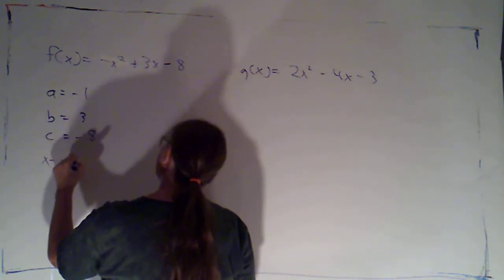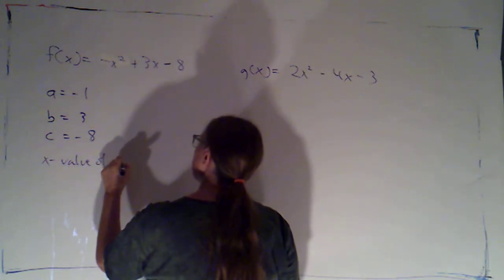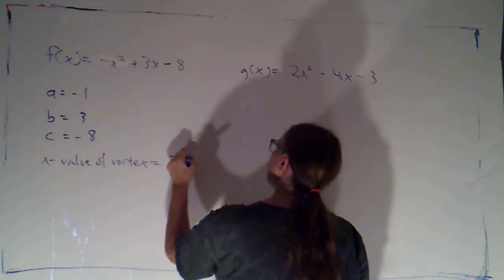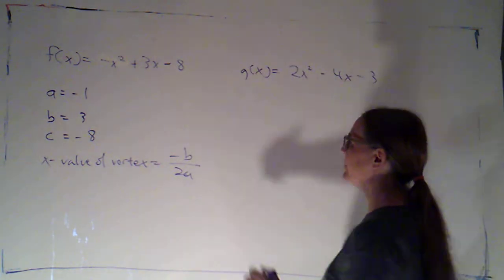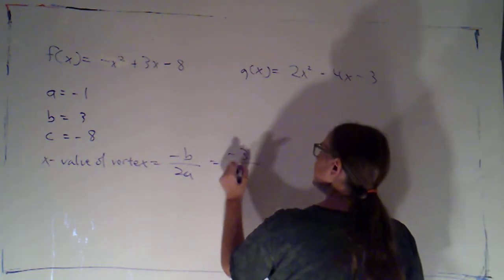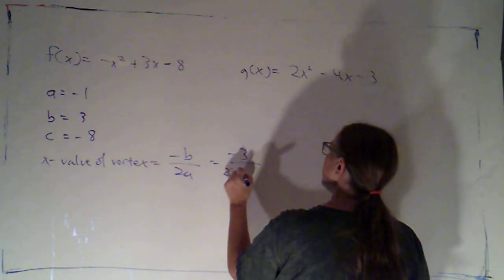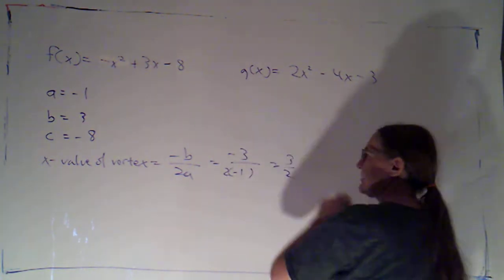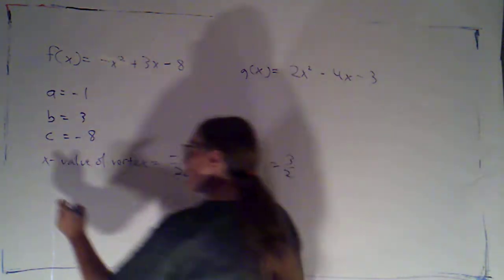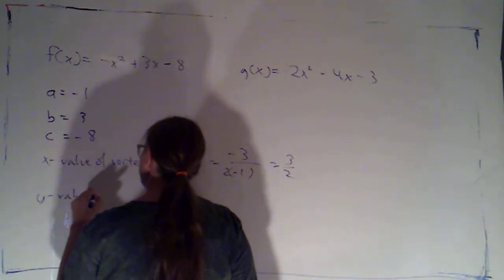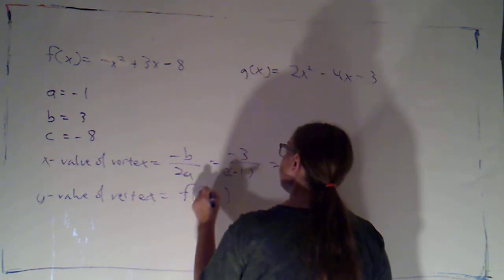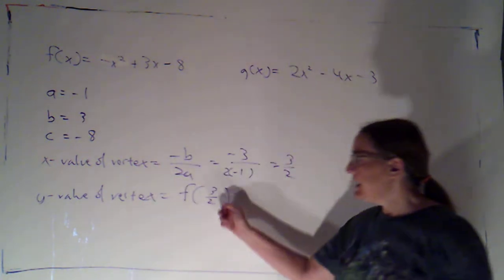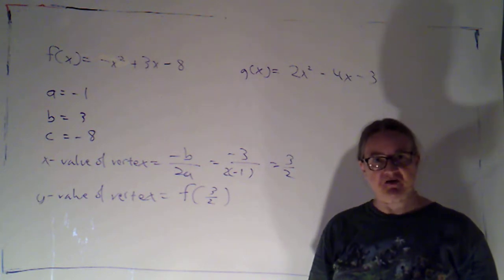The x value of the vertex is the opposite of b over 2a. That's the nice part of the quadratic formula. That's -3 over 2 times -1. That's going to be +3/2. Now, the y value of the vertex is what I get if I plug that in. So that's f evaluated at 3/2. So I've got to plug in a fraction.